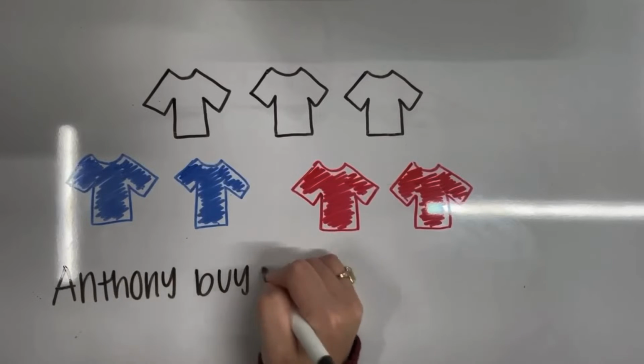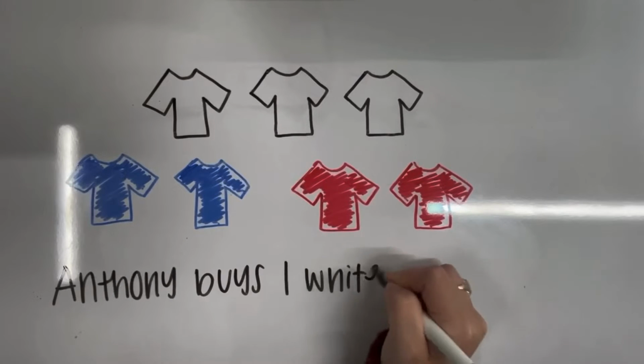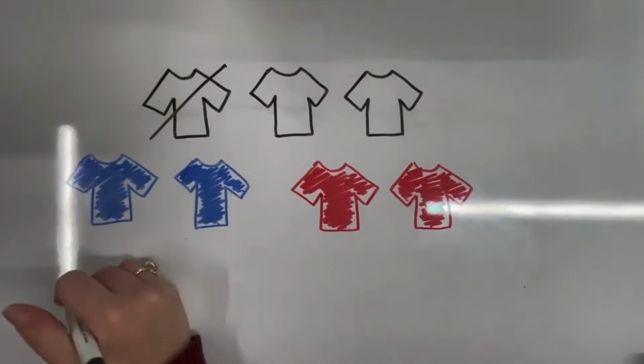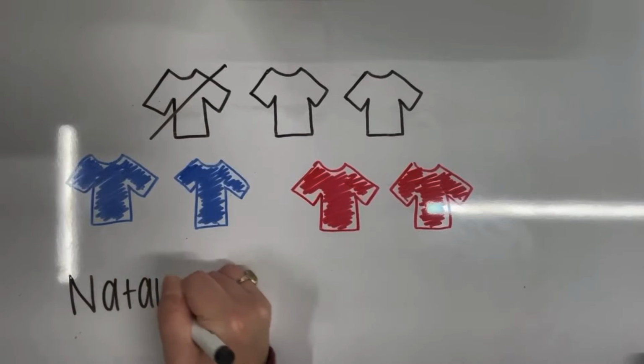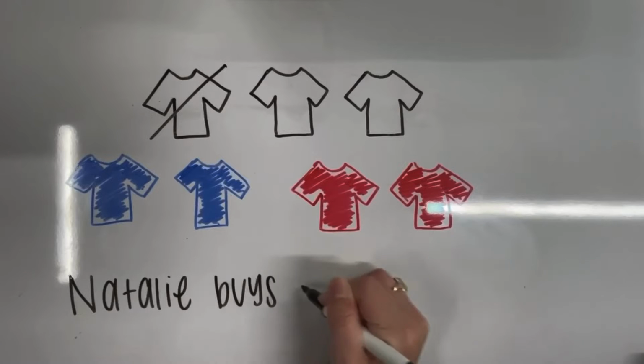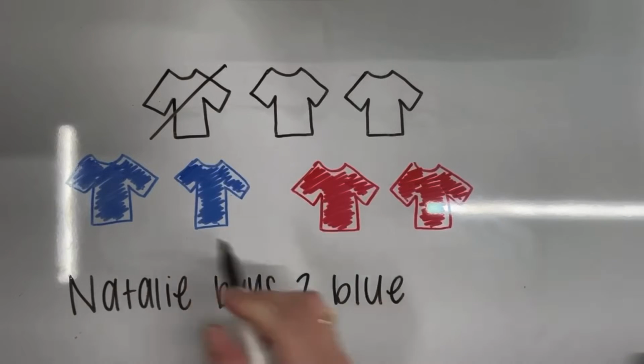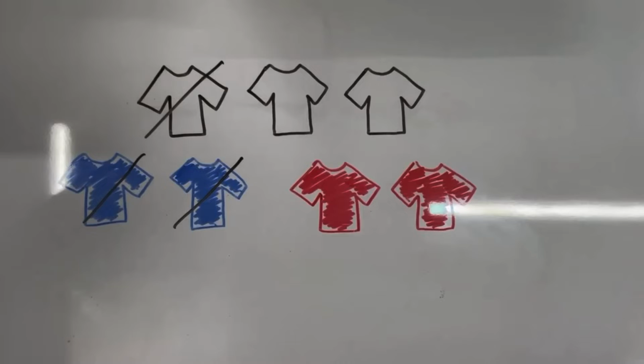Suppose some customers come into the bookstore and Anthony buys 1 white shirt. Natalia buys 2 blue shirts. And Cheyenne buys 1 red.